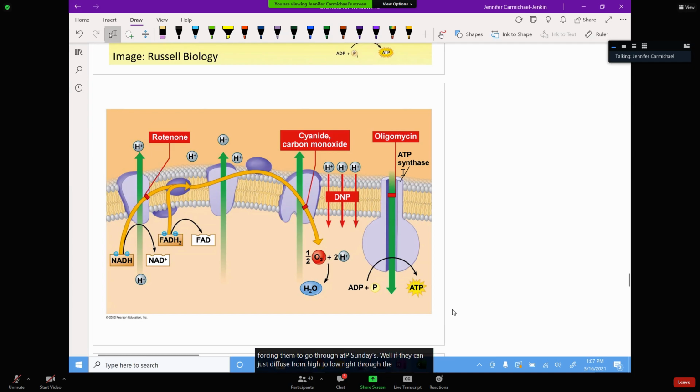DNP was common in diet pills in the 90s. And the FDA pulled them for very good reasons, because individuals that consumed those diet pills lost all weight, not just the weight they wanted.